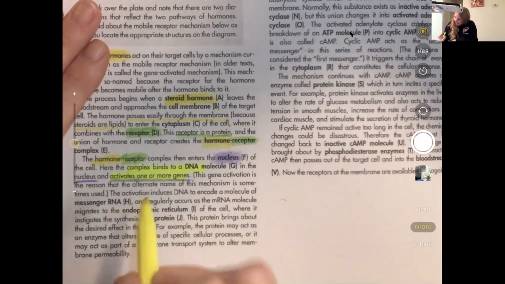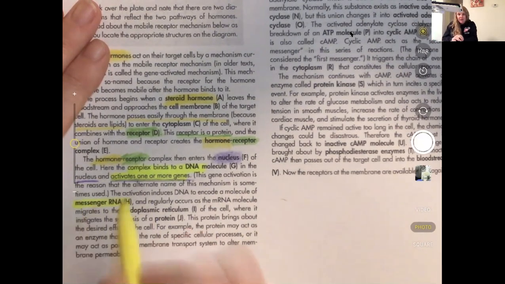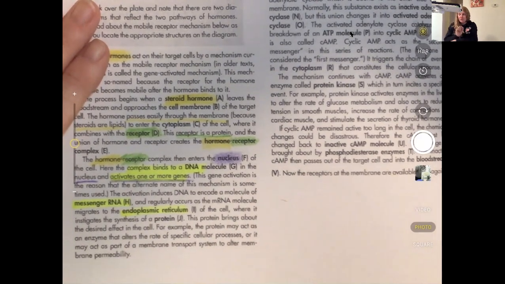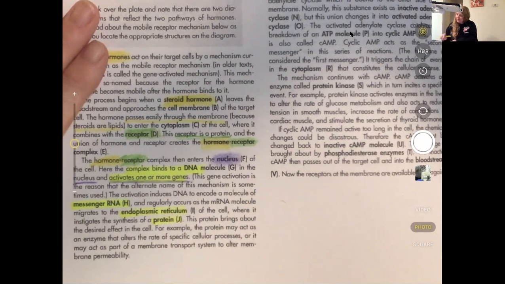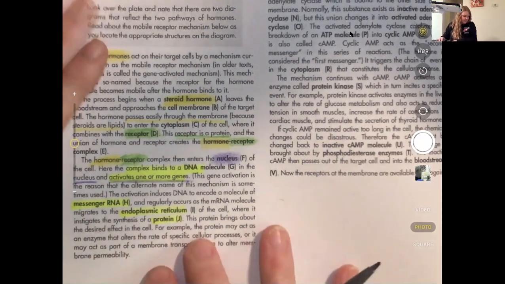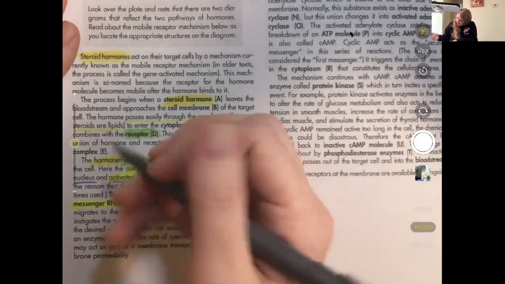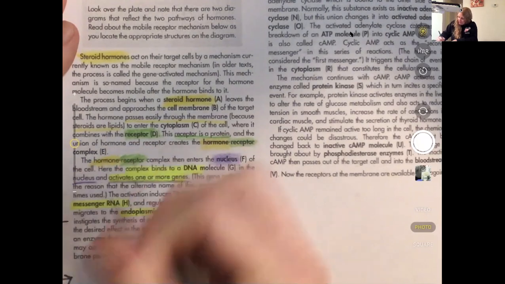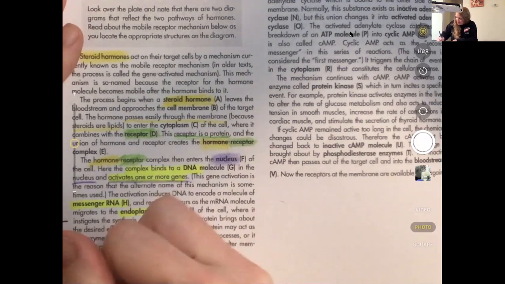And when we're activating, we create mRNA that can then leave the nucleus, go to the endoplasmic reticulum, go to a ribosome specifically, do translation, and then we get a protein that can do stuff. So you hopefully remember this as protein synthesis. But basically, we are initiating the synthesis of a protein. So again, protein synthesis.